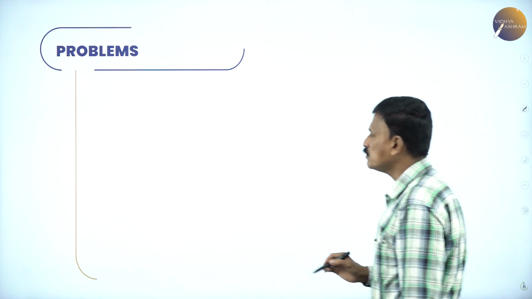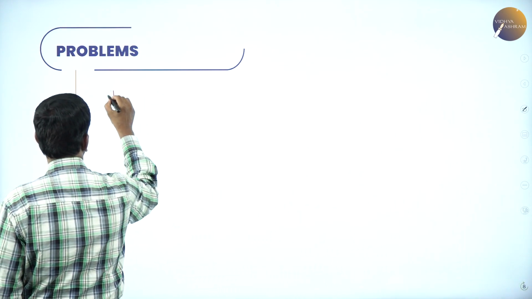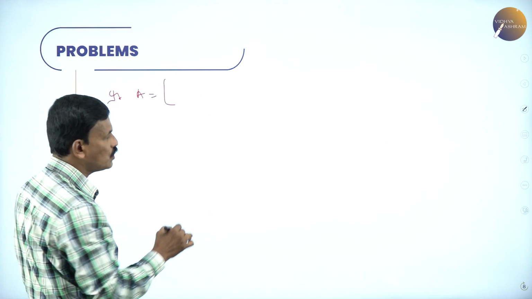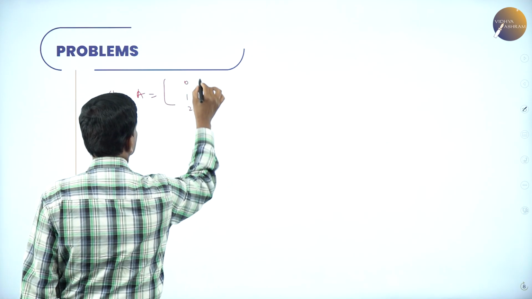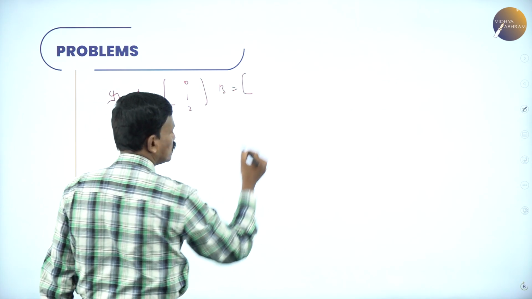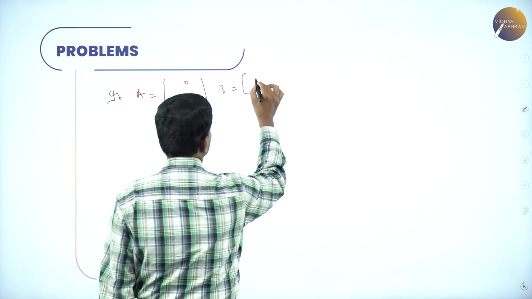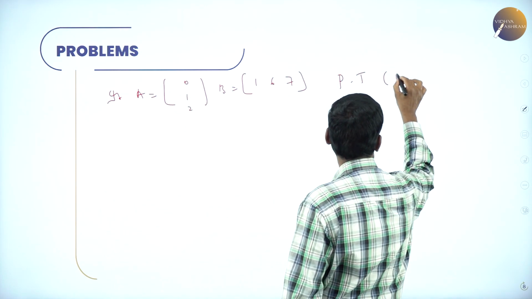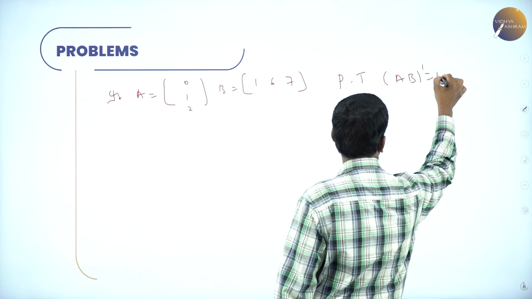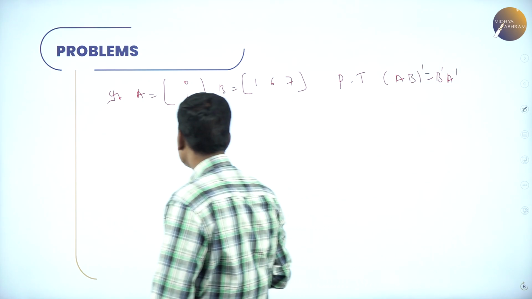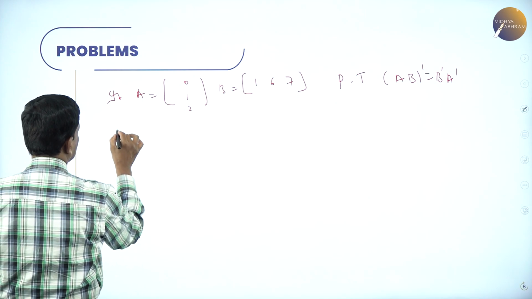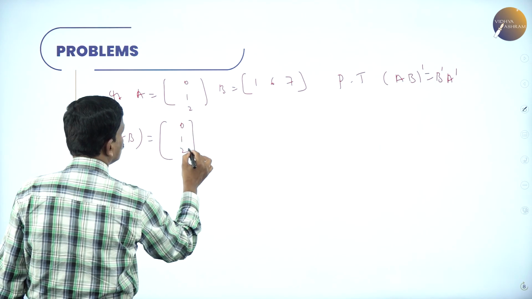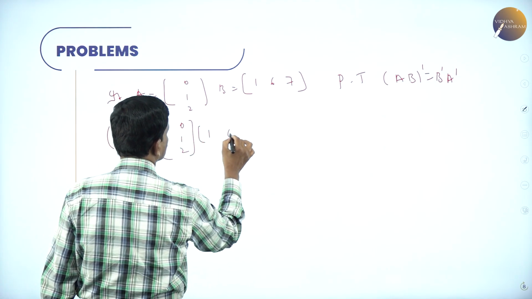Now take a similar problem. If A is equal to 0, 1, 2 and B is equal to 1, 6, 7, verify or prove that AB whole dash is equal to B dash into A dash. So, same, for the LHS take AB, which is equal to A, 0, 1, 2, into 1, 6, 7.